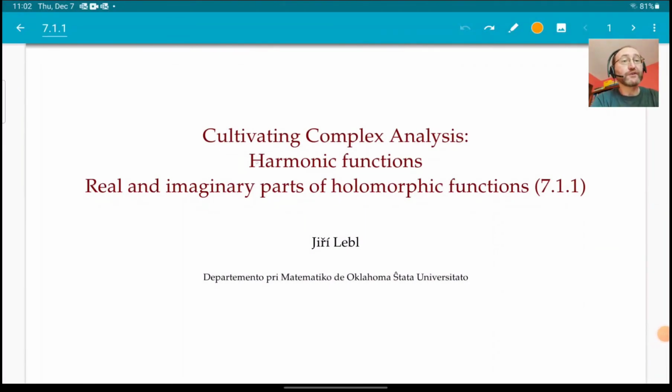So today we're going to start looking at harmonic functions and really just these basic ideas about harmonic functions. We're going to define those, and we're going to show that they're actually the real and imaginary parts of holomorphic functions. So this is subsection 7.1.1 in the book. This is the first subsection in chapter 7.